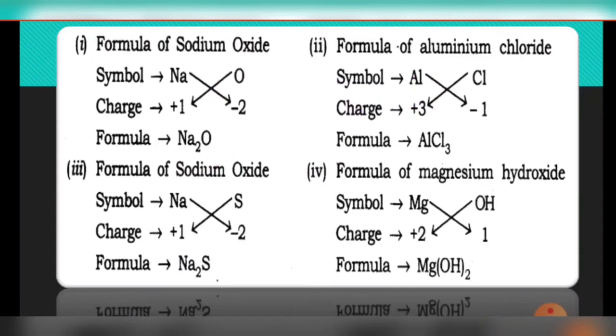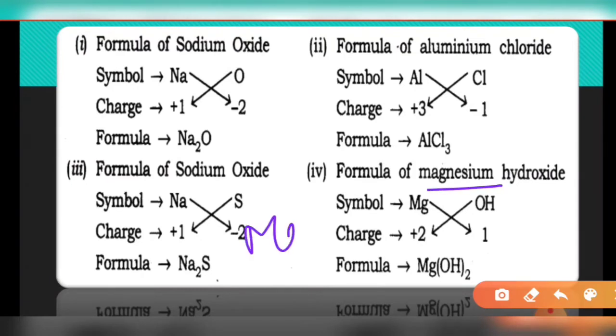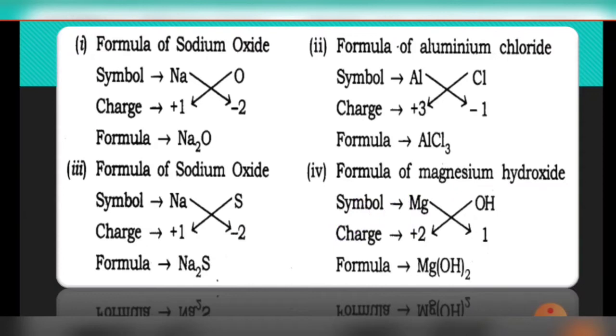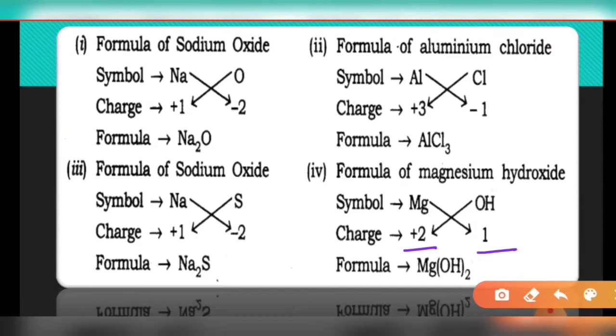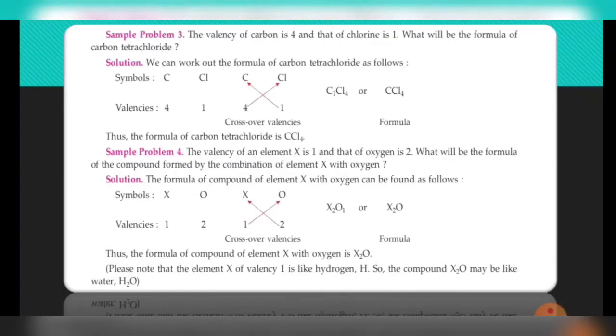Here is one thing we need to figure out. If we are talking about magnesium hydroxide, it involves a polyatomic ion. Magnesium is Mg, and the polyatomic ion is OH, whose overall charge is -1. So we write their charges or valencies: +2 for magnesium and 1 for hydroxide. Then we cross them. Since the polyatomic ion OH is required as a whole, we need to put brackets and write the number of hydroxide groups involved in making the formula, that is Mg(OH)2. This is how we can write it.